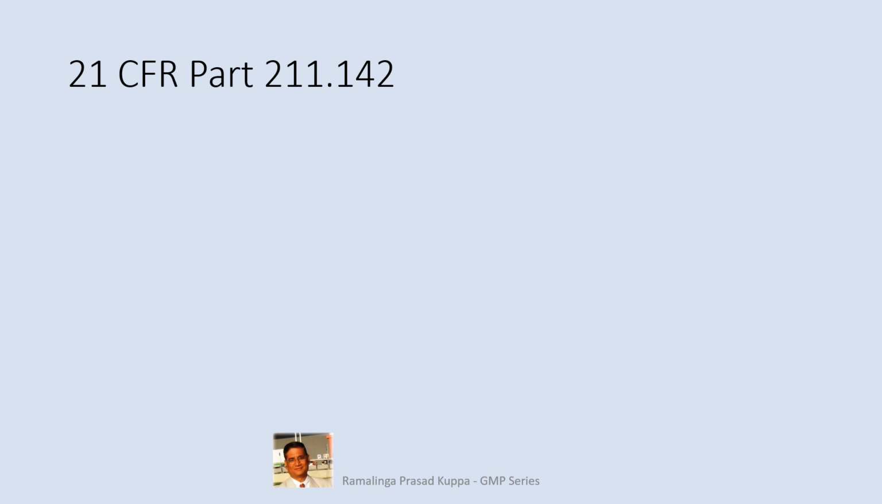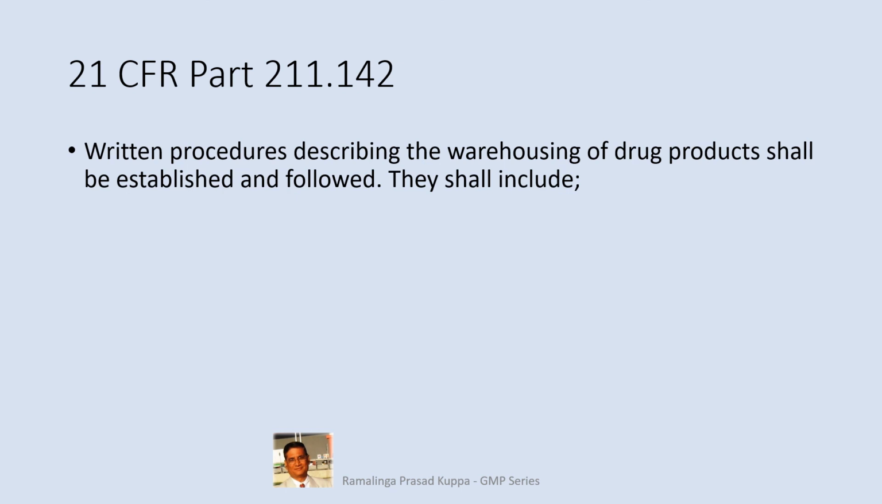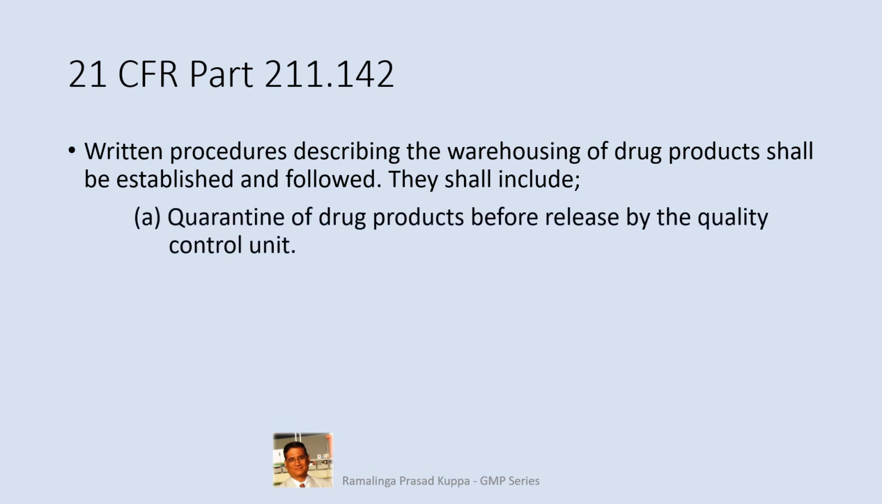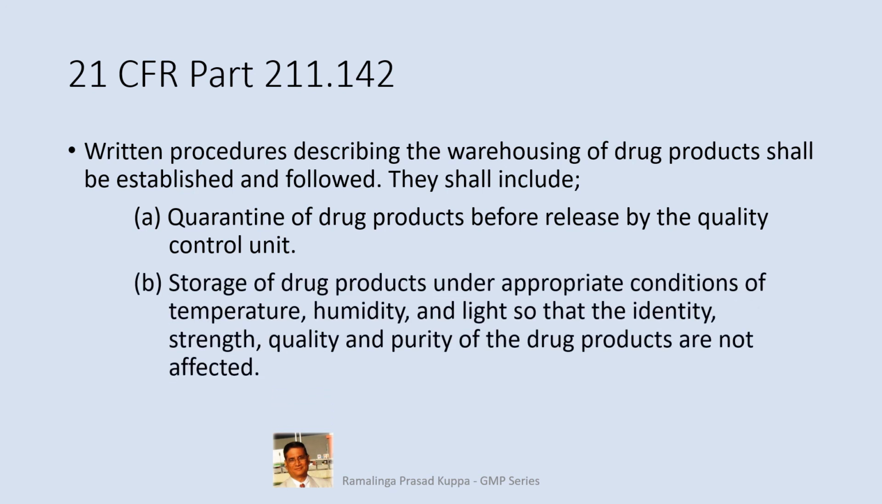21 CFR Part 211.142 prescribes written procedures describing the warehousing of drug products shall be established and followed. They shall include quarantine of drug products before release by the Quality Control Unit, storage of drug products under appropriate conditions of temperature, humidity and light so that the identity, strength, quality and purity of the drug products are not affected. This section has similar information as in section 10 of ICH Q7.